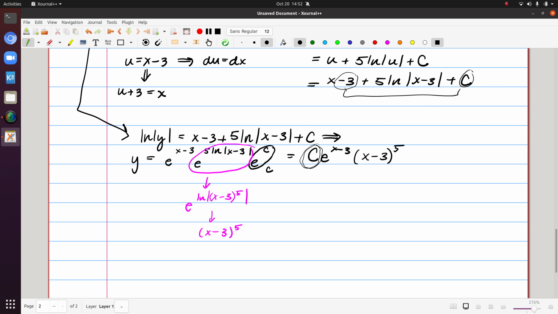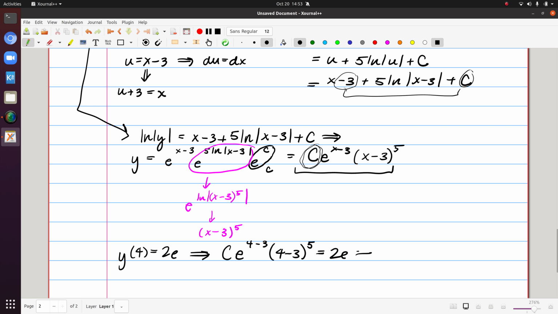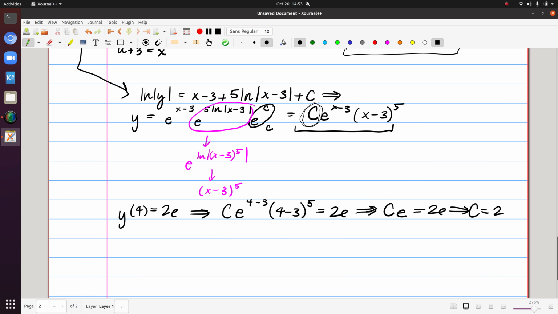So now I have my general structure, and the last thing to do is to plug in the point that we know the solution passes through. So we're given that y of 4 is 2e. So I come back up to my general equation here and plug in 4 for x. In doing that, I get e to the 4 minus 3, and we have 4 minus 3 to the 5th power. We want that to equal 2e, but notice that that simplifies to c e times 1 to the 5th. So this is really telling me that the value of c is going to be 2.